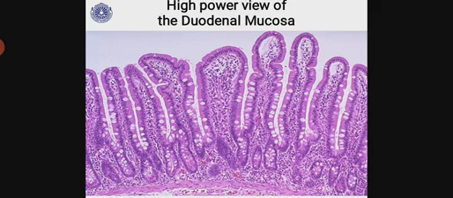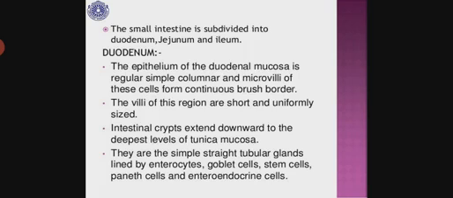This is the high power view of the duodenal mucosa, one of the wonderful sectional views of the villus part. As you see here, there will be the folds called plicae circularis, and this plicae circularis will contain villi, and villi containing microvilli. So this is the section which shows the enlarged view of only the mucosal part of the duodenum. The small intestine, as I told you, is divided into three different parts.